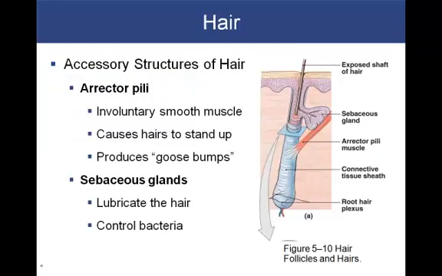Let me go back. Another accessory structure would be the sebaceous gland. And the sebaceous gland is represented right here. And we'll talk more about sebaceous glands later. But the function of the sebaceous gland is to lubricate the hair.